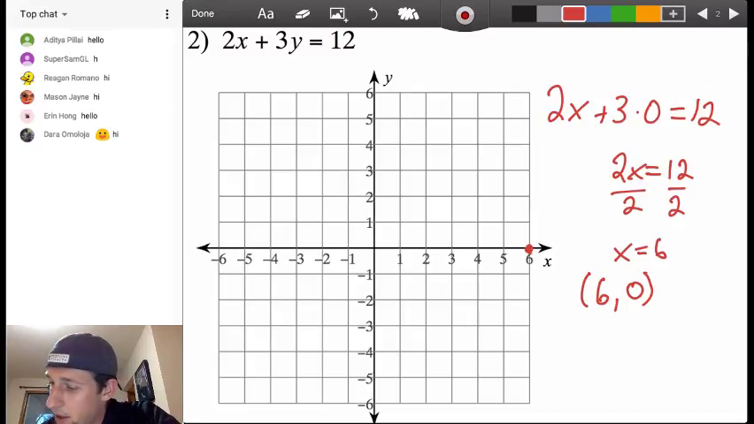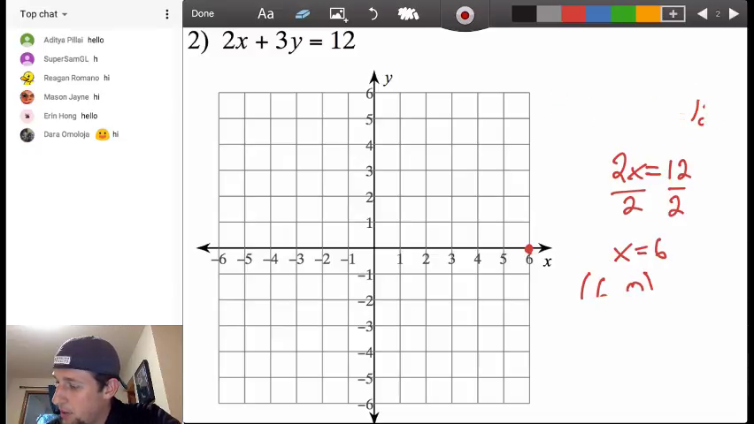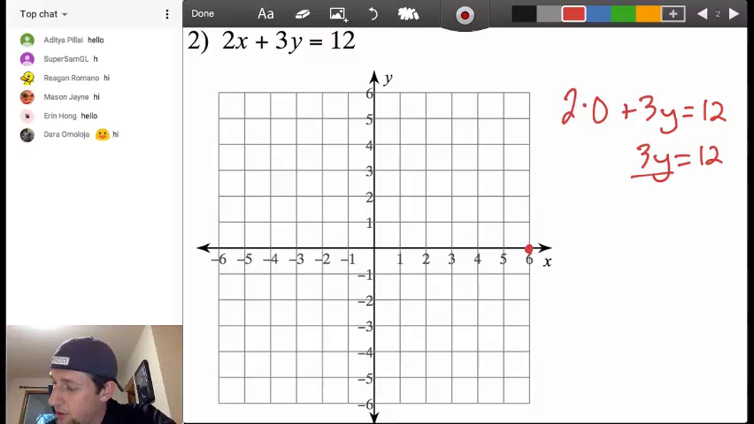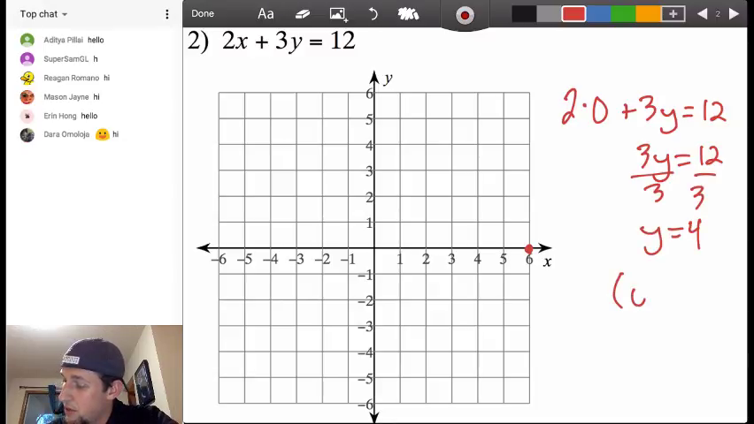Then I'm going to do the exact same thing for my y-intercept. With my y-intercept, I'm just plugging in 0 for x. Again, you're plugging in 0 for the other variable. So I'm going to do 2 times 0 plus 3y equals 12. I get 3y equals 12. This time after dividing by 3, I get y equals 4. So my intercept is 0, 4. That's what I plugged in for x this time. Plot that on my graph, and I'm good.